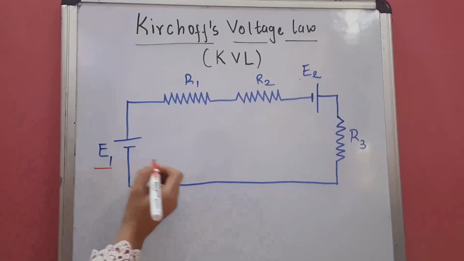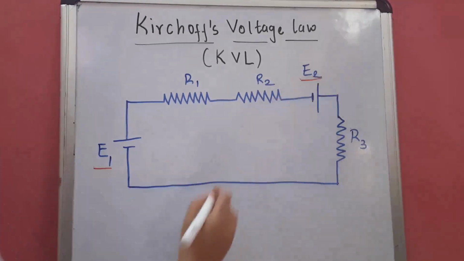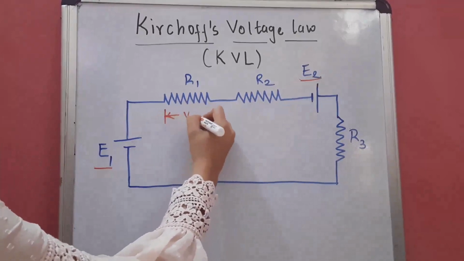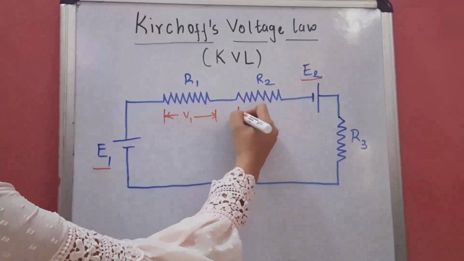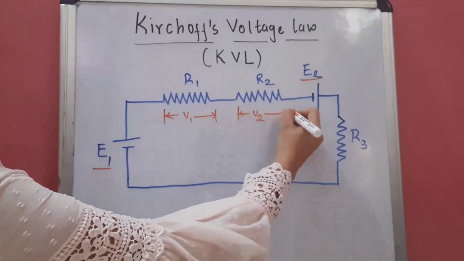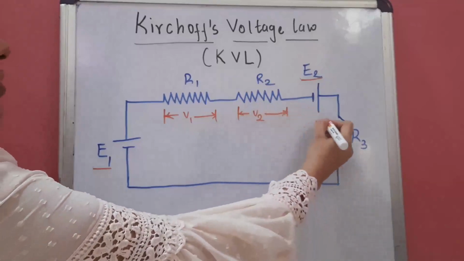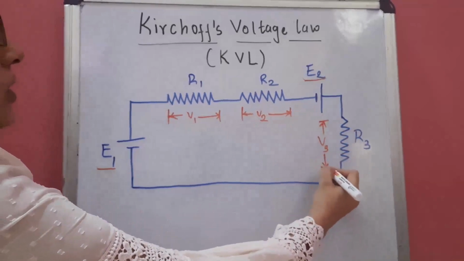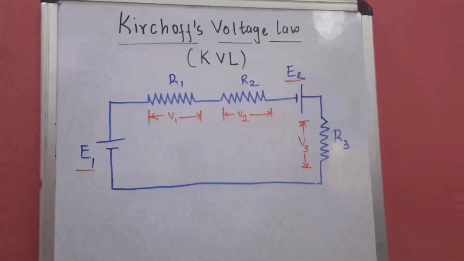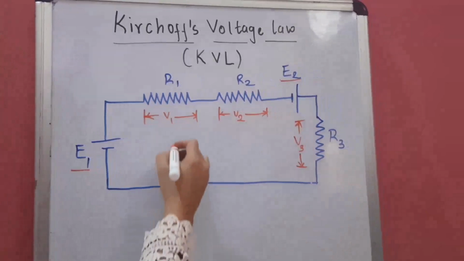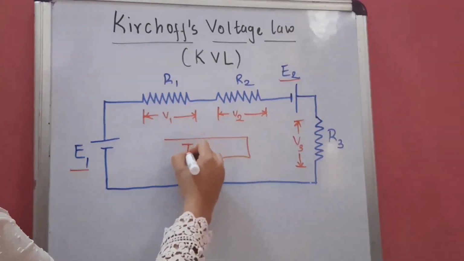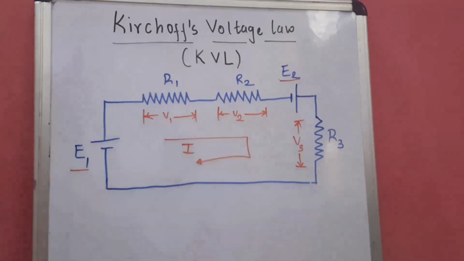So here there are two EMFs E1 and E2 in this circuit, and the voltage drop across R1 is suppose V1, voltage drop across R2 is suppose V2, and voltage drop across R3 is suppose V3. Now suppose when we apply EMFs, current is passing in this direction, like clockwise.